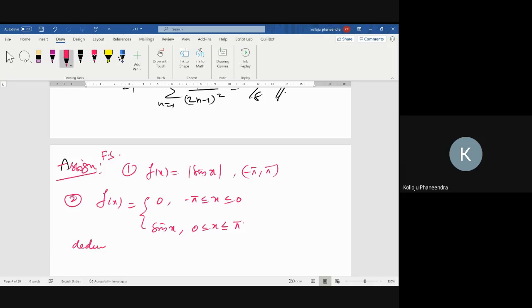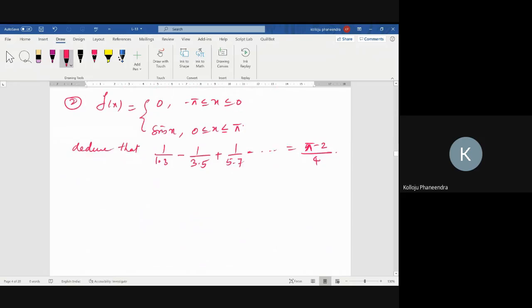Deduce that 1 by 1 into 3 minus 1 by 3 into 5 plus 1 by 5 into 7, next minus, and so on, is equal to pi minus 2 by 4. And next one, yeah, take this. Third, f of x equal to minus pi. I think I told this before.